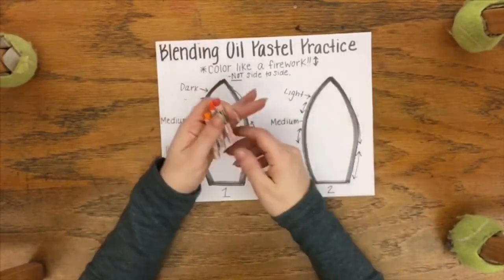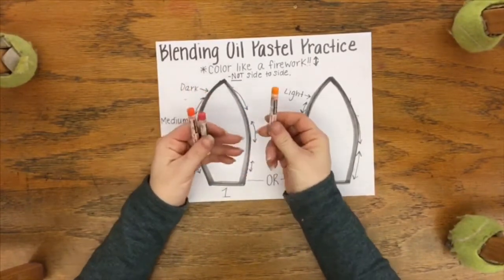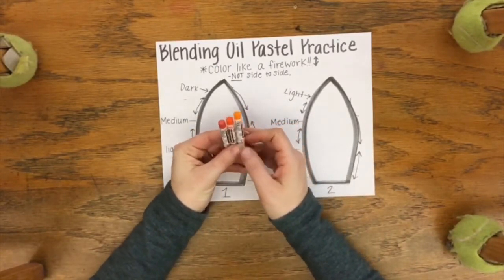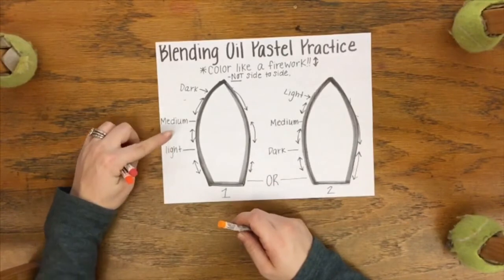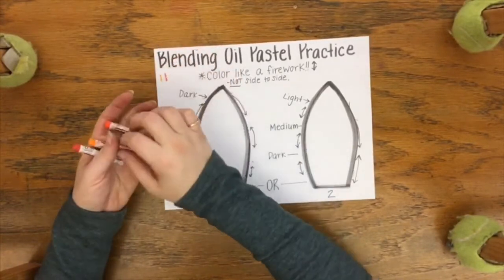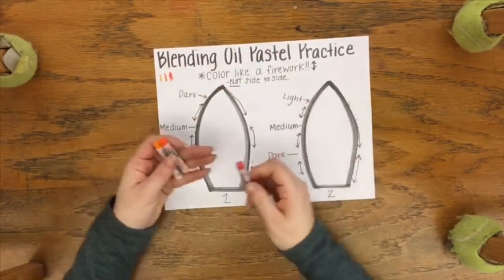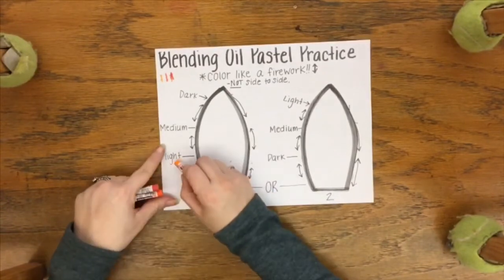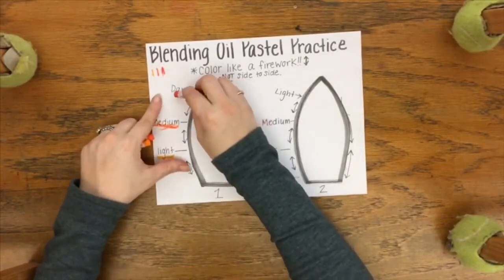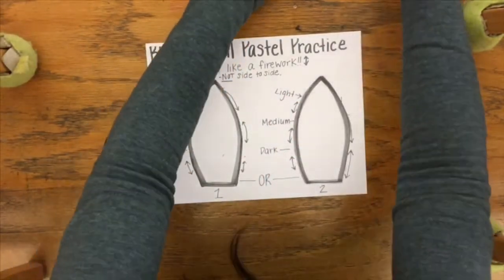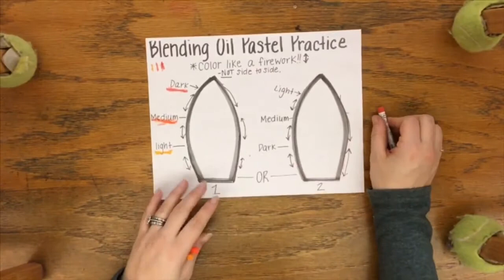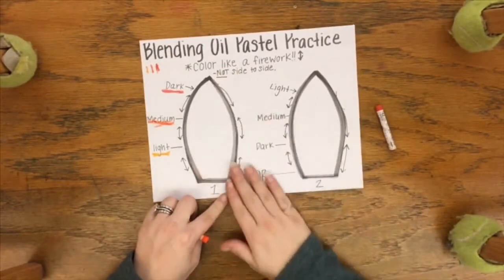Okay, so I have my 3 analogous colors. I went with yellow-orange, orange, and red-orange. And what I want to do is figure out which one is my light, my medium, and my dark, so I can test these out on my paper. I'm going to say that yellow-orange is my light, orange is my medium, and red-orange is my dark, okay? So the next thing we're going to do is practice blending our pastels.